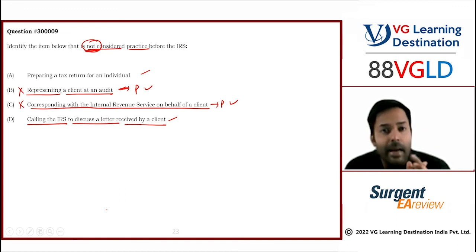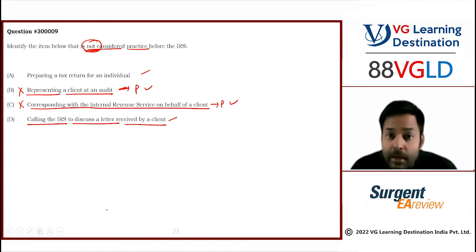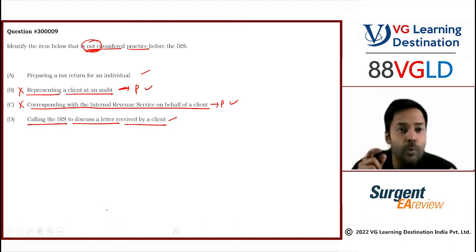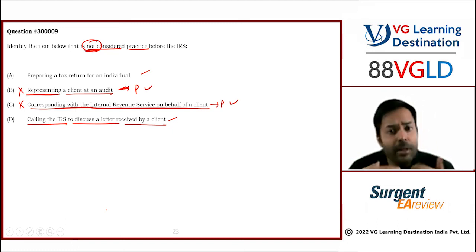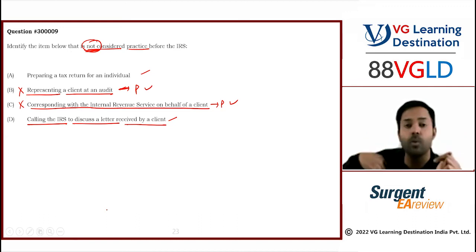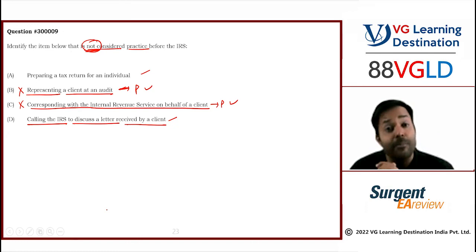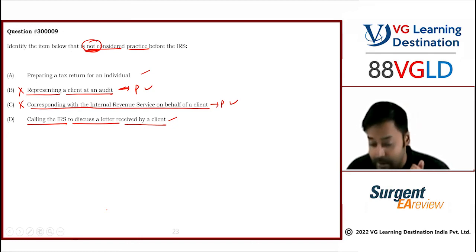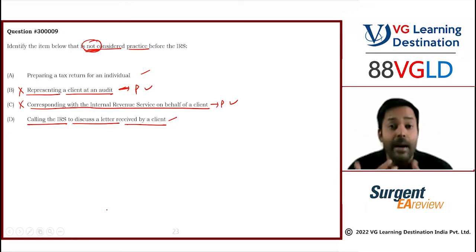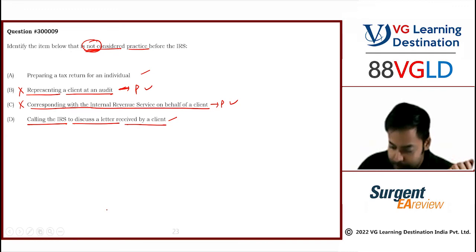in case the client has received a letter, maybe an audit letter or any other kind of deficiency letter saying that you are supposed to pay more taxes, and you're discussing it for your client. So the client is not discussing, you are discussing on behalf of the client. This is as good as practicing before the IRS, because you are working in a representative capacity of the client. Hence, it is also going to be practice before the IRS. So this is also practice. This is not the answer.